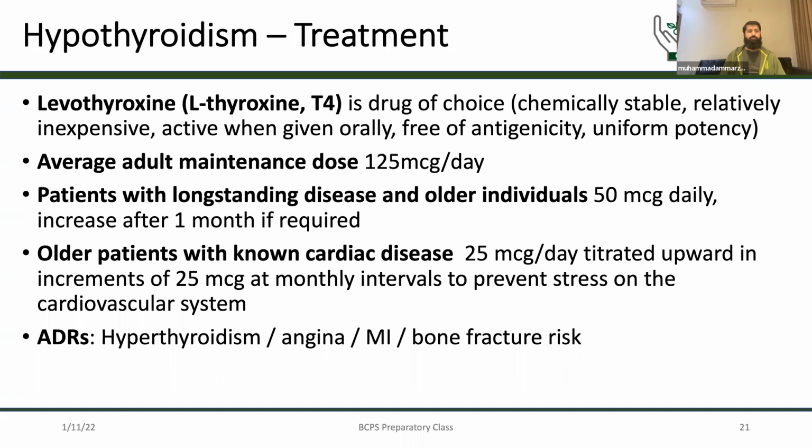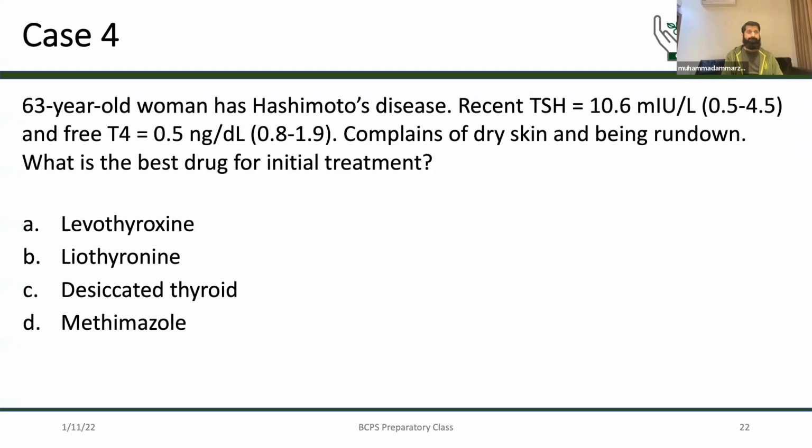So you can see the ADR profile. You are treating the patient for hypothyroidism, but the drug could cause hyperthyroidism. The drug could cause angina. The drug could cause MI and bone fractures, increase the risk of bone fractures in patients. So you have to be very careful with the dose of levothyroxine in older patients and in patients who have known cardiac disease.